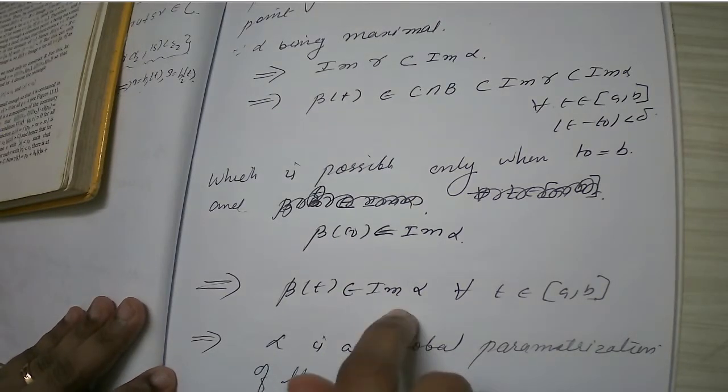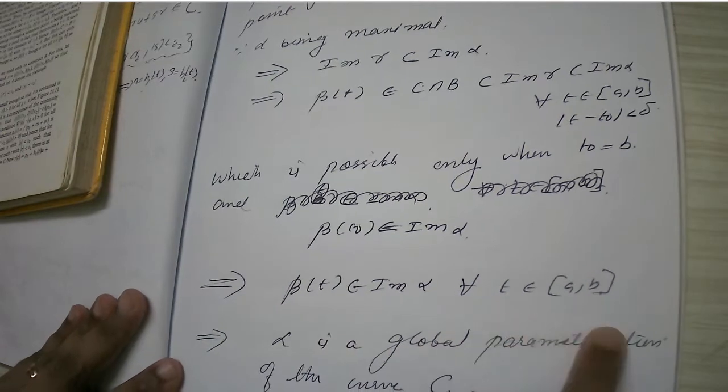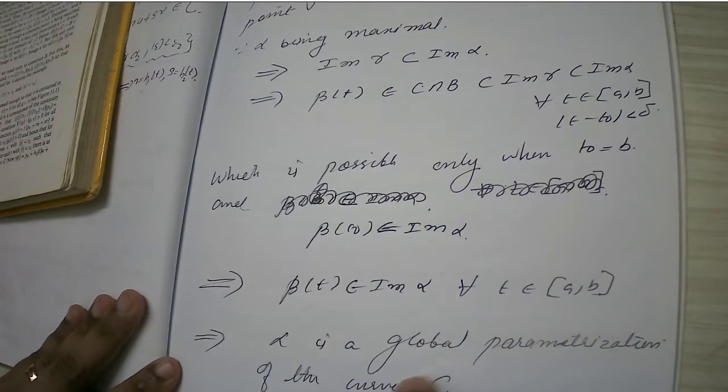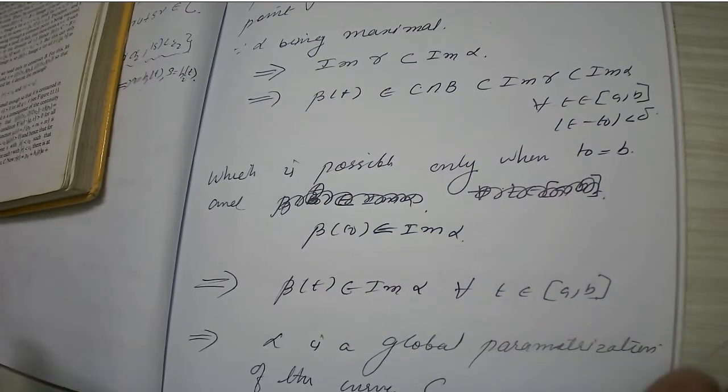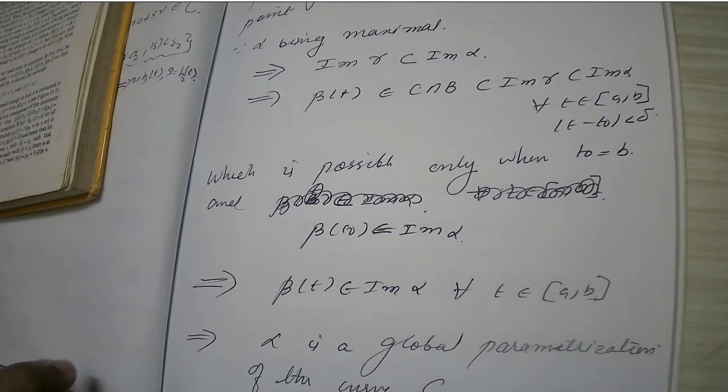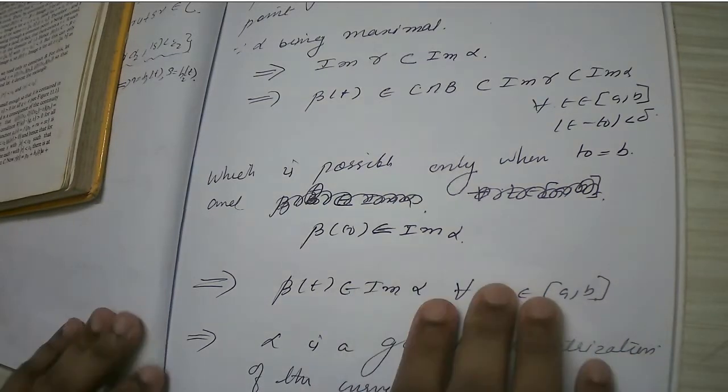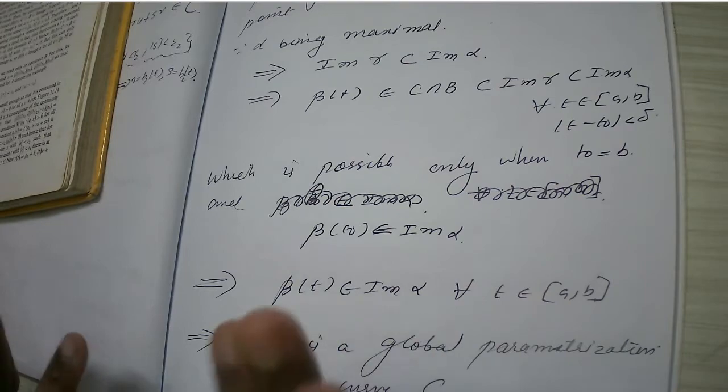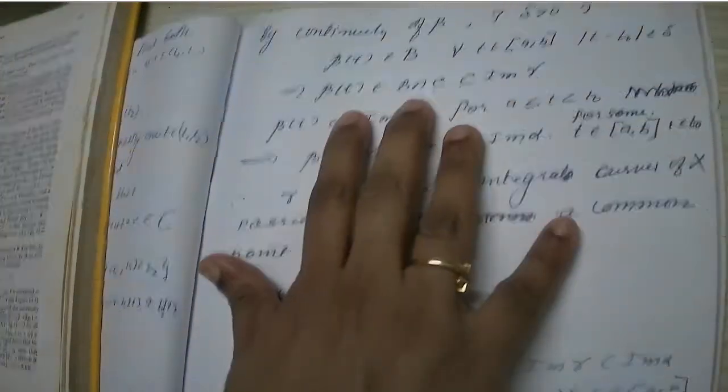So, if this is true, you can say that α is a global parameterization of C. Hence, you can say that for every connected curve C, there exists a global parameterization. So, this is the theorem. The construction you have to learn separately and you have to continue from here.